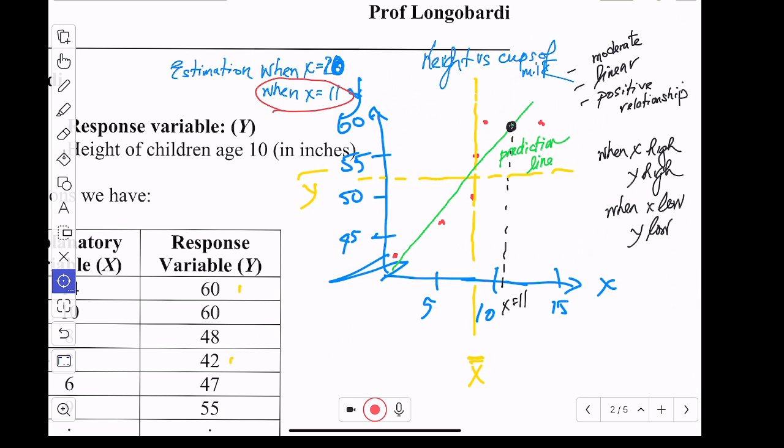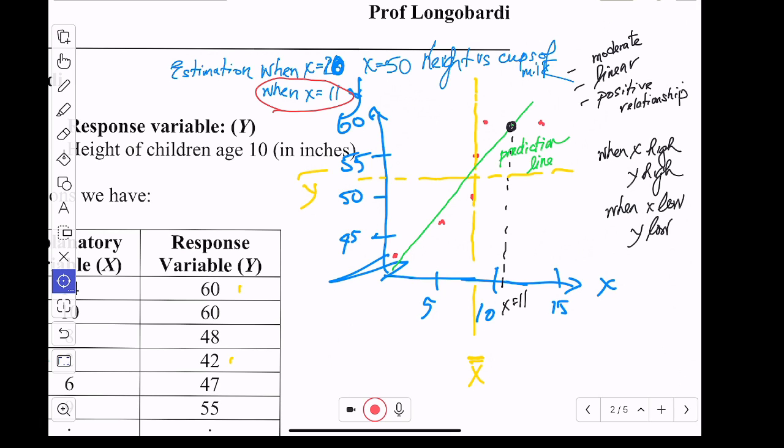What if X was equal to 50? What about a child drinking 50 cups of milk? Are they going to end up so much taller, way over here? Likely not. But we don't know. We actually don't know because we don't have that data. We just have this data over here.